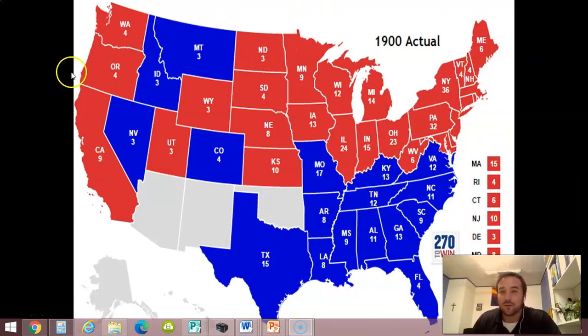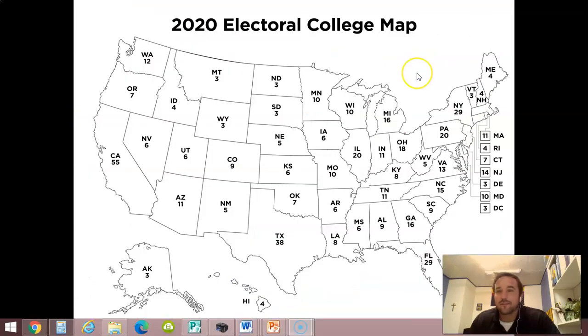Really pretty close. It was funny how divided the North and South was here not too long after the bitter Civil War in this case. But again, just something for history's sake to show you this map in 1900, how the Electoral College went. And again, President McKinley won this race.